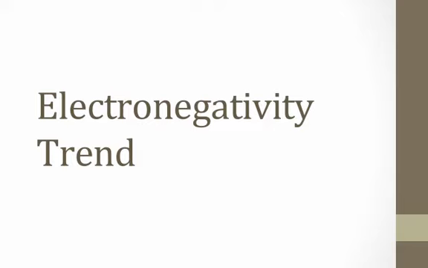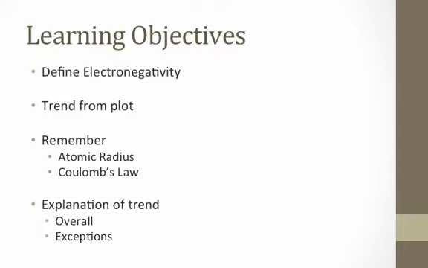In this video, we're going to continue our discussion of trends by looking into electronegativity. Just to go over a few learning objectives for the video, we're going to start with the definition of what electronegativity actually is. We should have already covered this in class, but I think reiterating it here in the video is not necessarily such a bad idea.